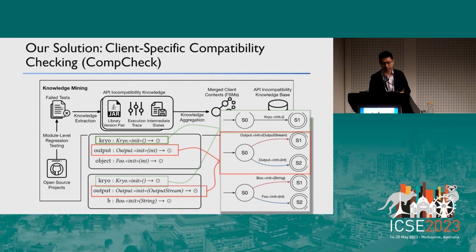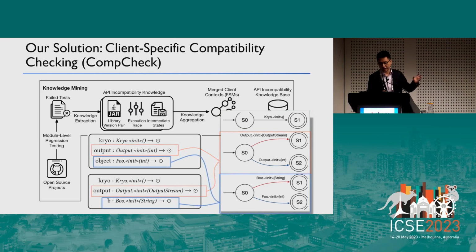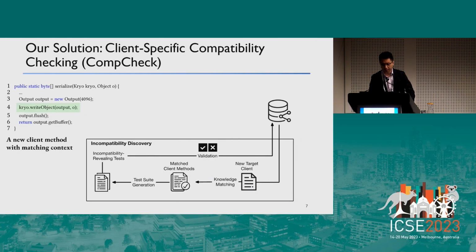Next, when there are multiple failed clients because of the same API, we can merge their context together to get a more compact summary automata. And this is stored in the incompatibility knowledge base for later use.